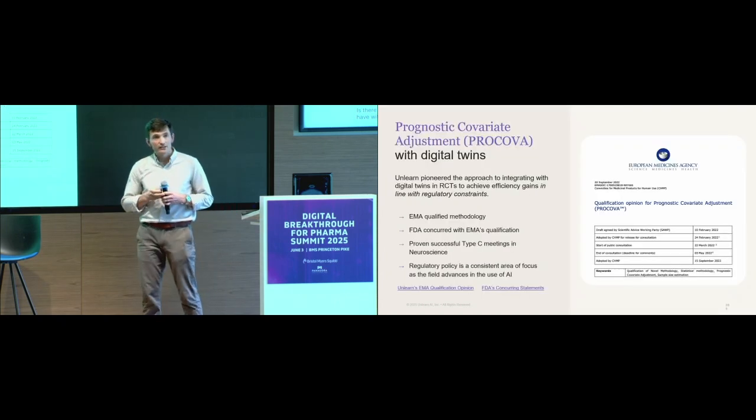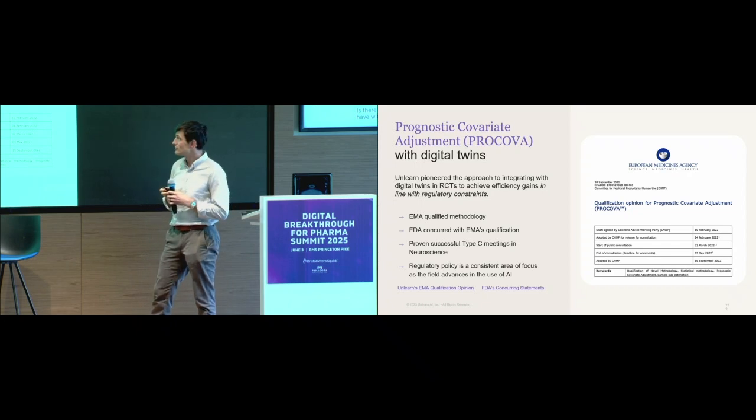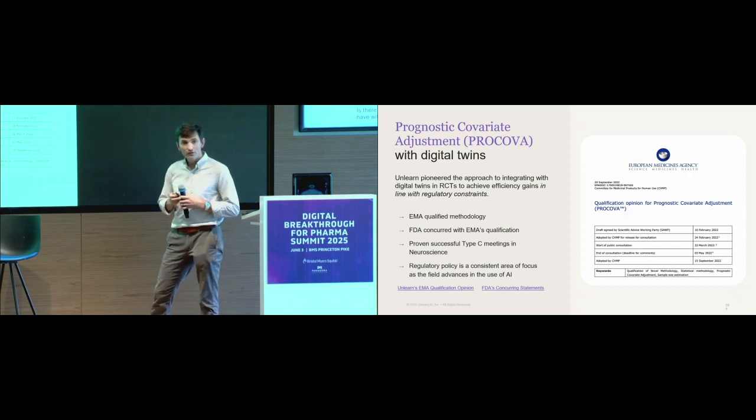So Unlearn pioneered an approach to incorporate digital twins into randomized control trials called PROCOVA, which stands for Prognostic Covariate Adjustment. This is something that we developed some years ago now. We've been through EMA qualification. FDA concurred with EMA's qualification in this case. And we've been through successful Type C meetings for integrating this approach into protocols of phase 2 and phase 3 trials. What it fundamentally involves is a way to enhance randomized control trials with predictions made from a digital twin model for each subject who's been enrolled in that trial.